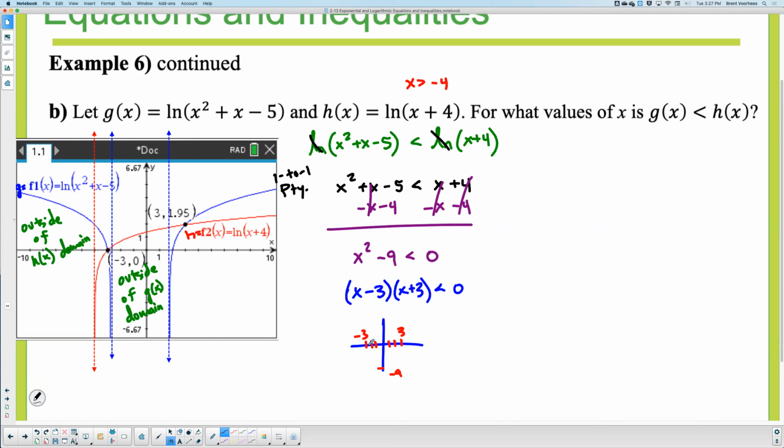We want to know where this parabola is below 0. Well, it's below 0 in this range. So you would think that's the answer, but because of our domain restrictions, remember we stated earlier that x has to be greater than -4.